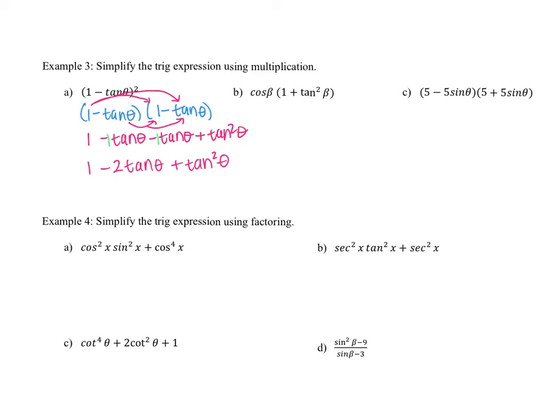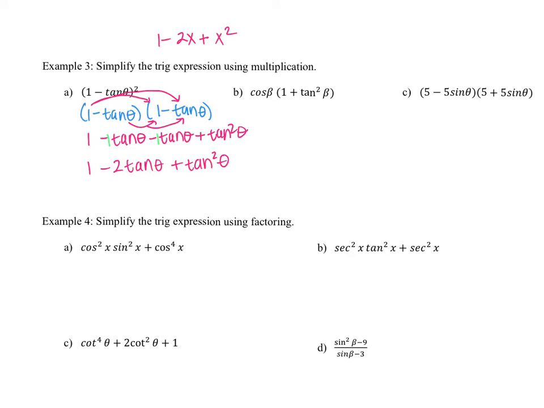Now, one of the things I want to mention is that I can't combine this tangent with the tangent squared because they don't have the same exponent. It's just like if I had something like 2x plus x squared, I can't combine these two because they don't have the same exponent. So they're not the identical x's. In this case, I think that's all I can do.